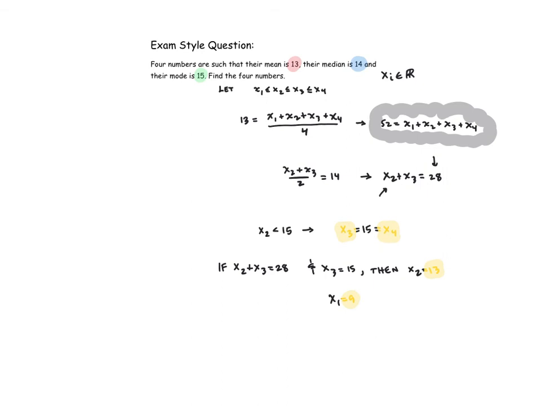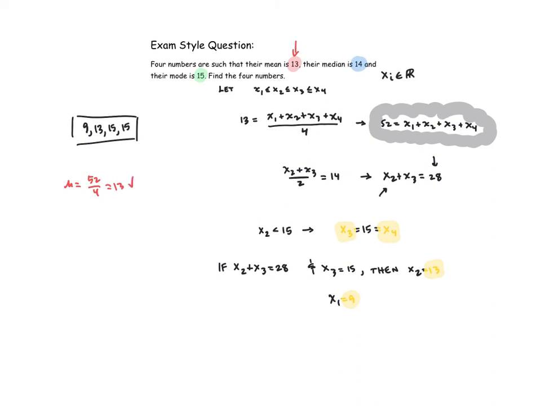So if we put them all together, we can confirm that all of this is true. We have 9 for x1, 13 for x2, 15 for x3, and 15 for x4. Let's check to see that we meet all the criteria. Our mean is 13. Well, let's add them up. Mu is 52 divided by 4. Yep, that's 13.